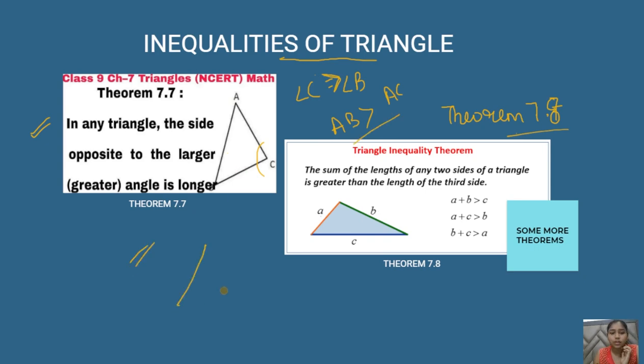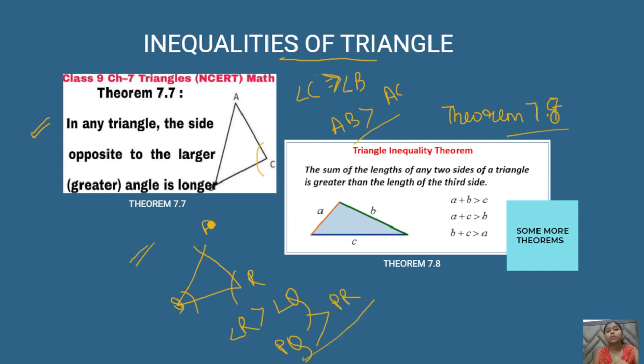Basically, this is the particular triangle PQR. Let's suppose that angle R is greater than angle Q. In that case, the side opposite to angle R, that is side PQ, will be larger than the side opposite to the shorter angle, that is PR. This is theorem number 7.7.